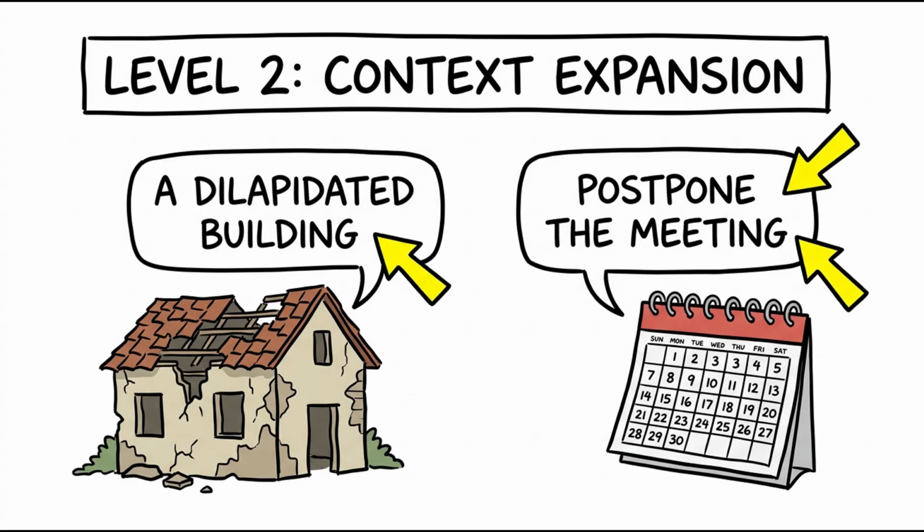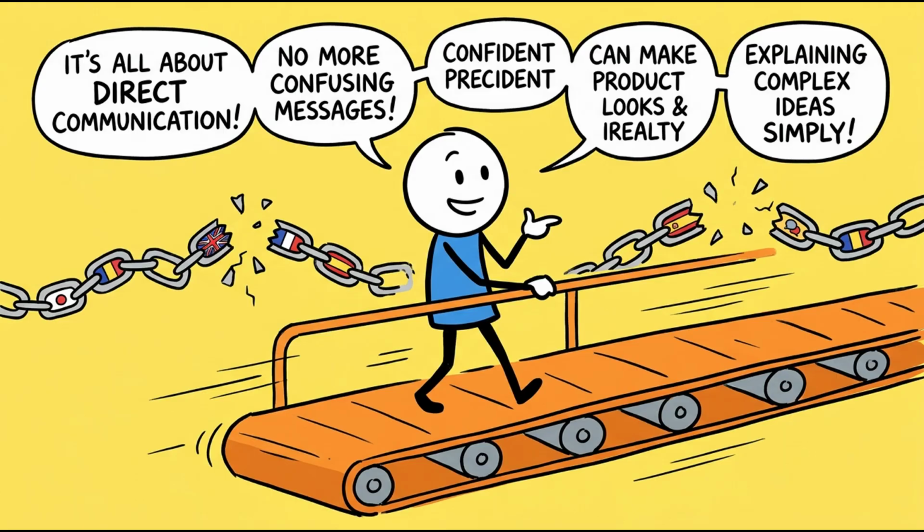This time, when you see the image, you're not allowed to just say the isolated word on its own. You have to instantly generate a short 3-word English phrase that describes what you're seeing. For the ruined house, you'd look at the photo and say, a dilapidated building. For the clock, you'd look at the photo and say, postpone the meeting. This kind of rapid-fire pressure closely mimics the fast, unpredictable environment of a real, live conversation.